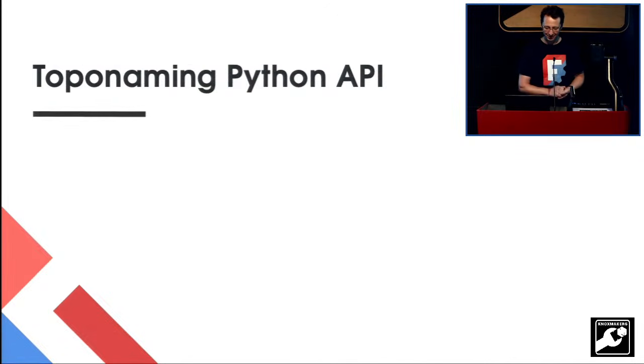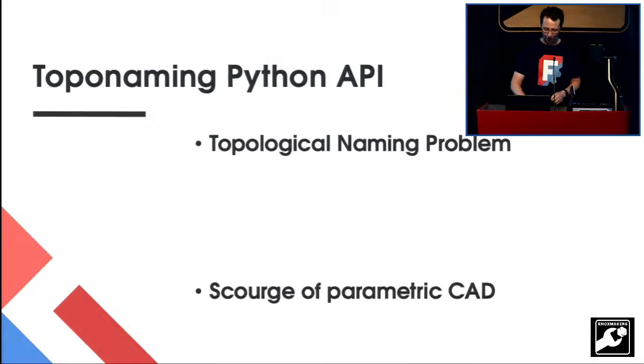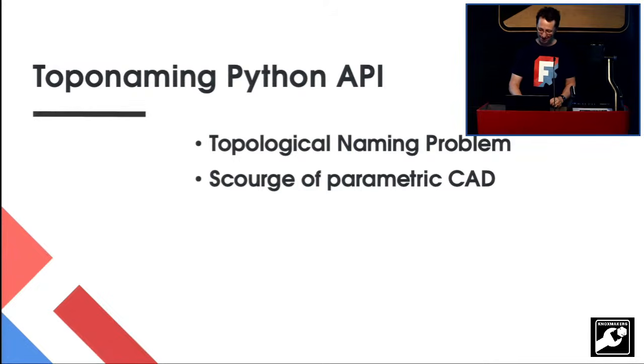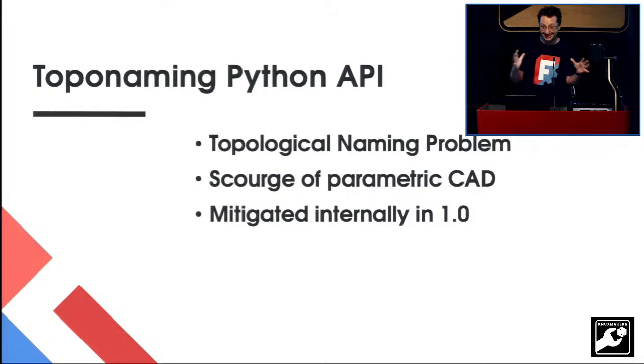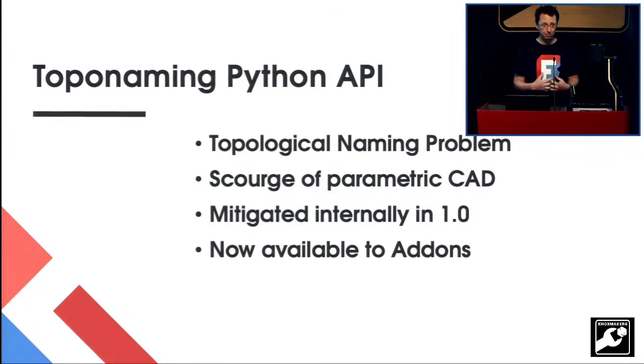All right. The toponaming Python API, another obviously no visual aid available for this one, all right? So the topological naming problem is sort of the scourge of parametric CAD. This was the big 1.0 release of FreeCAD. The reason we decided to call it 1.0 was a ton of work by a whole bunch of different developers to integrate Real Thunder's original work from the Link Stage 3 branch or fork into mainline FreeCAD so that we were more resistant to this topological naming problem, and this is now also available via the Python API, so the add-ons can also benefit from this work.